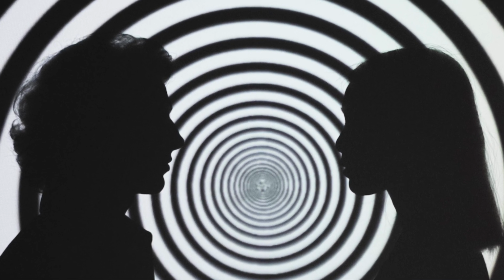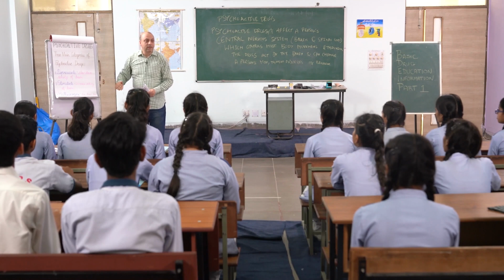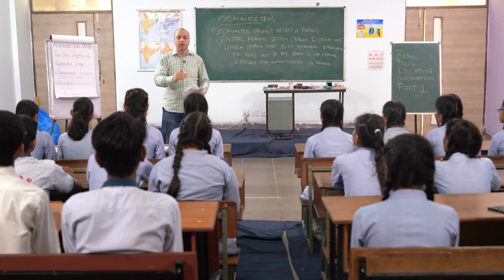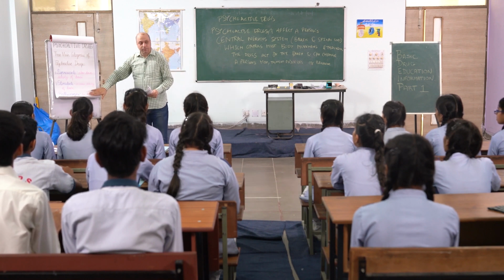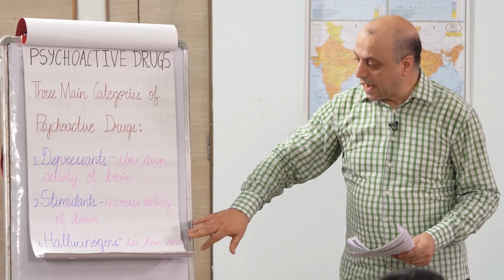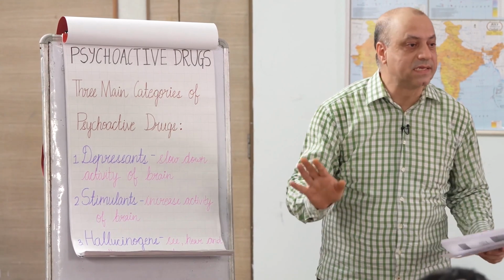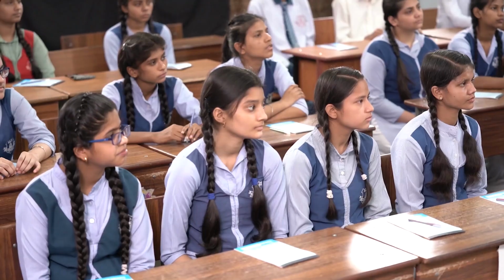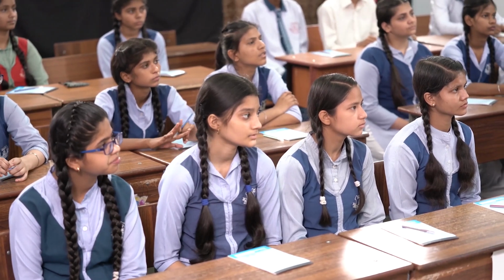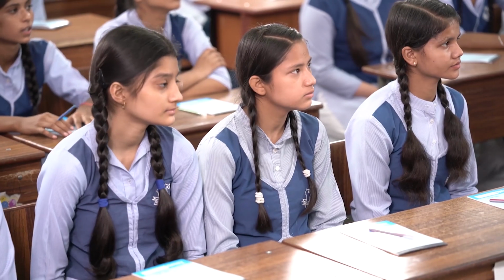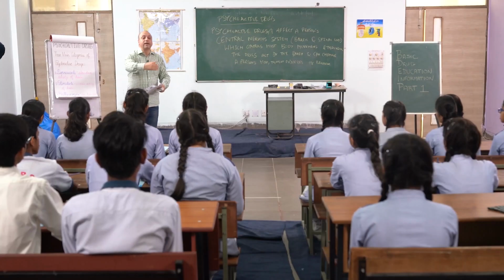What hallucinogens do is they make us get into an imaginative situation where we start seeing, hearing, and smelling things which actually do not exist. So it is taking us to a different world which actually does not exist. That's why we call them hallucinogens. These are the three main categories of psychoactive drugs. We'll get into more detail.